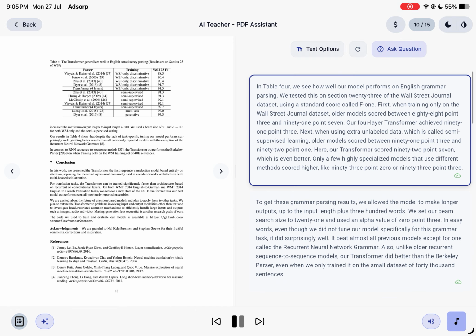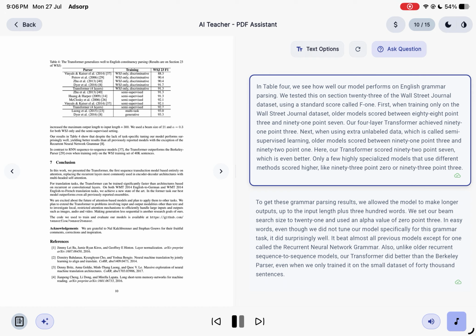In Table 4, we see how well our model performs on English grammar parsing. We tested this on Section 23 of the Wall Street Journal dataset, using a standard score called F1. First, when training only on the Wall Street Journal dataset, older models scored between 88.3 and 91.7. Our 4-layer transformer achieved 91.3. Next, when using extra unlabeled data, which is called semi-supervised learning, older models scored between 91.3 and 92.1. Here, our transformer scored 92.7, which is even better.